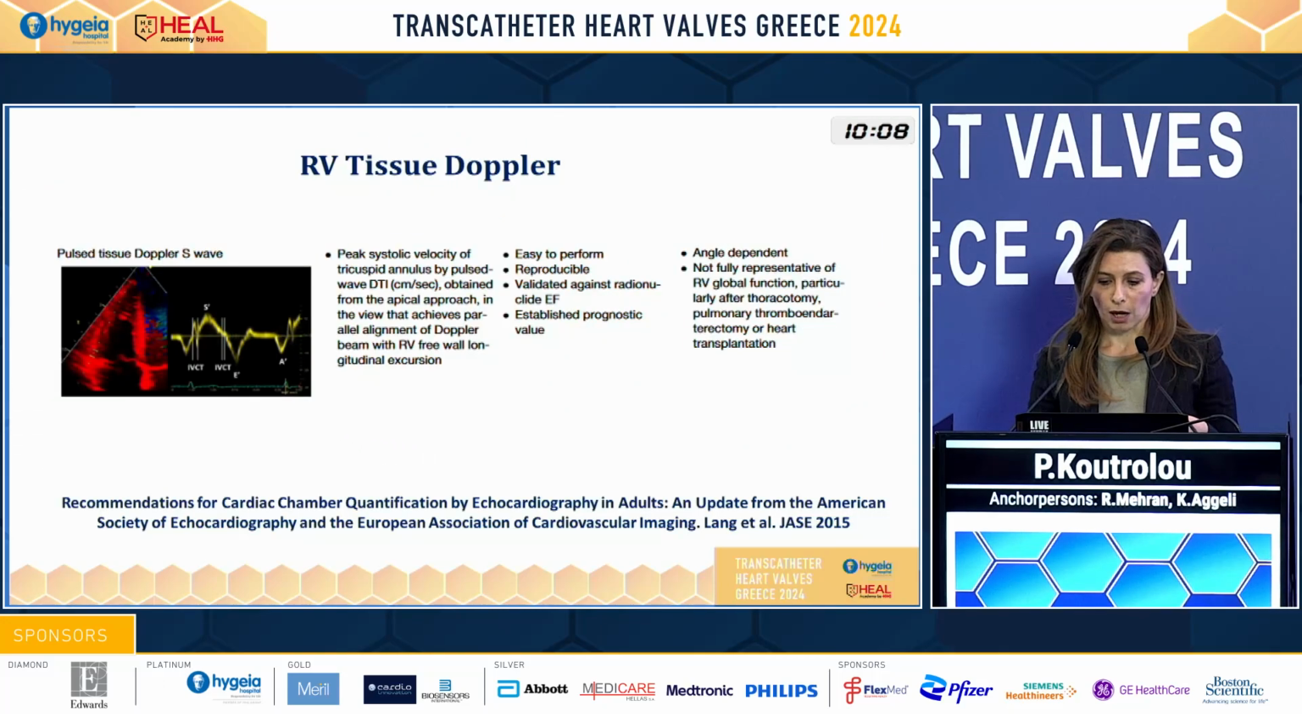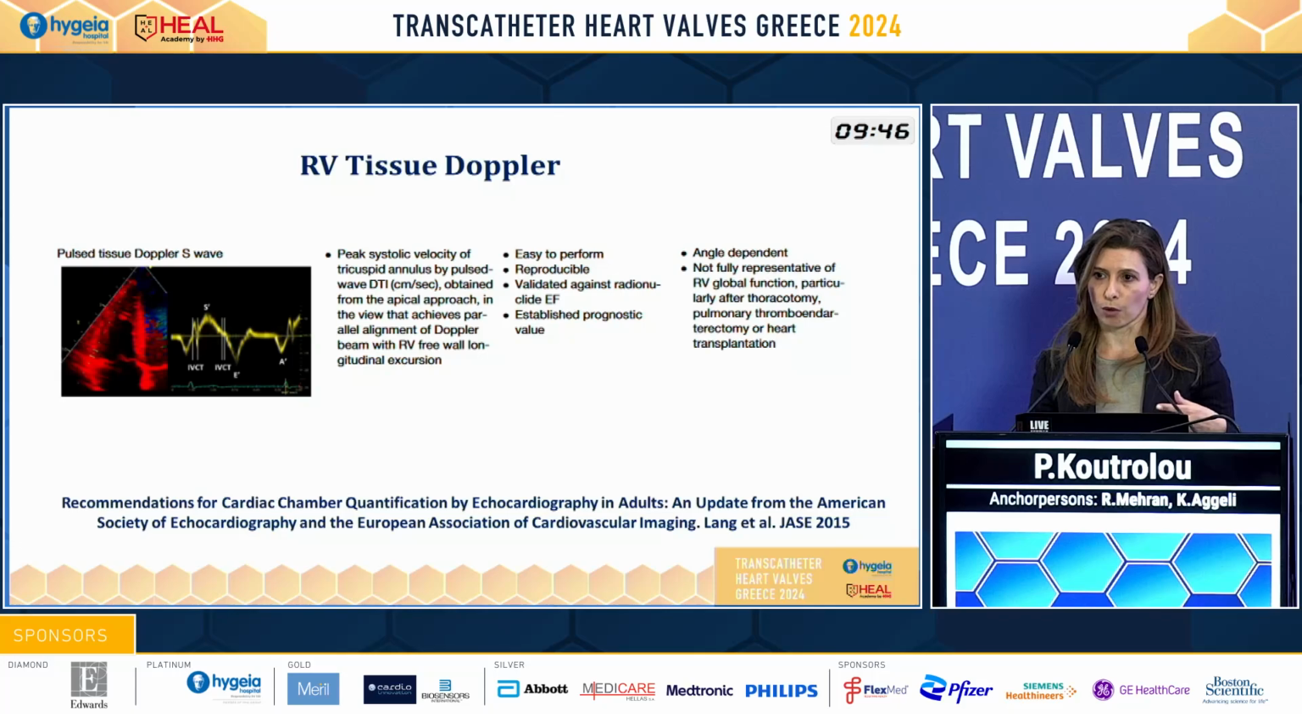Here, what we actually do is that we place the tissue Doppler, we use our PW, and we place it exactly at the annulus, not at the myocardium of the RV. And there we try not to measure the first wave, which is actually the wave of the isovolumic contraction, but the actual contraction, the S wave.